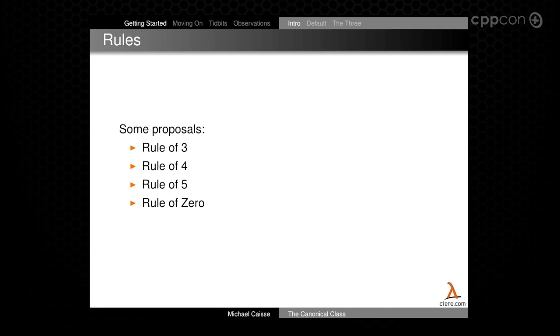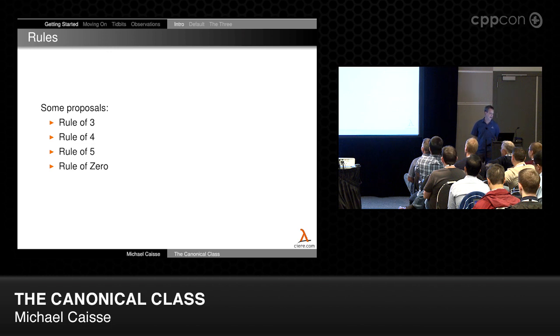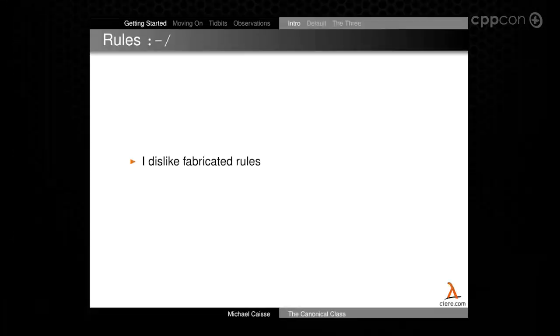So first of all, there are lots of proposals about rules. There's this rule. Let's go ahead and have a rule of 3. Then there's let's have a rule of 4. How about a rule of 5? There's another proposal that we don't have any rules. That's actually not what it says. But there's a rule of 0. How many are familiar with some of these rules? All right, I don't like rules. So I particularly dislike fabricated rules. The problem with rules is we stop engaging and we stop thinking.